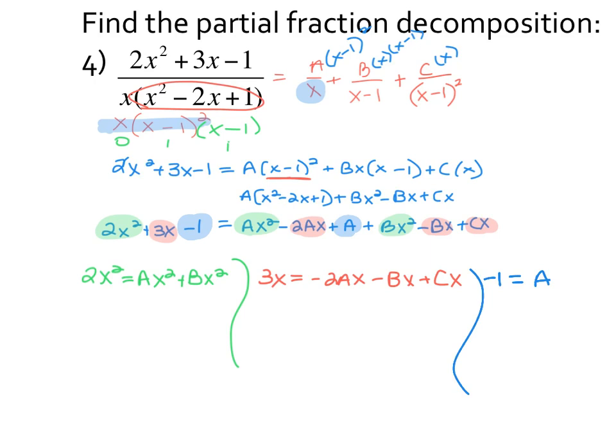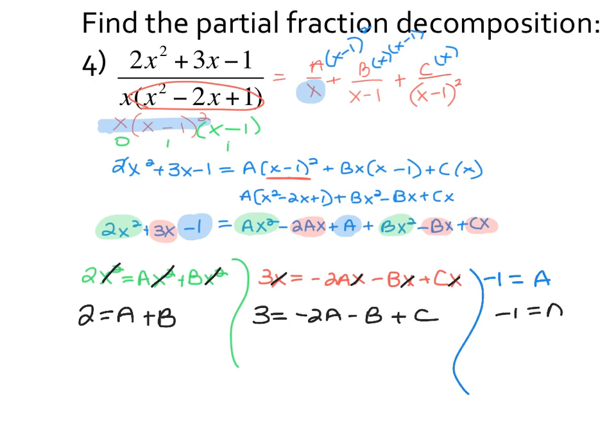Still with me? So from everything in the first one, I can actually cancel out the x squareds, and I get 2 equals a plus b. From the second one, I can cancel out all the x's, and I get 3 equals negative 2a minus b plus c. And the last one already gives me what a is. I'm going to take that, plug it into the one that only has 2 variables. 2 equals negative 1 plus b, and b is 3.